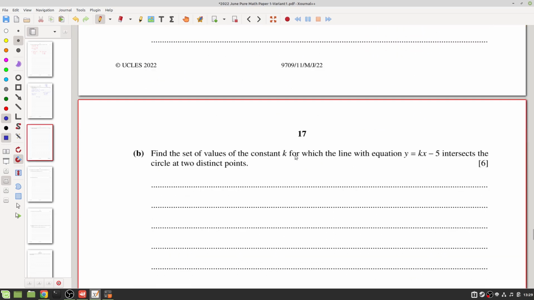Now find the set of values of the constant k which align with this equation intersects the circle at 2 points. Okay, so let's write our circle equation first again. So our circle equation is (x + 3) squared plus (y - 1) squared equals 36. And we also have y equals kx minus 5. So to find the points of intersection, we're going to set them equal to each other. So we can just substitute this y value into this equation. And that'll give us (x + 3) squared plus, and then y is kx minus 5, so kx minus 5 minus 1, so minus 6, squared equals 36.